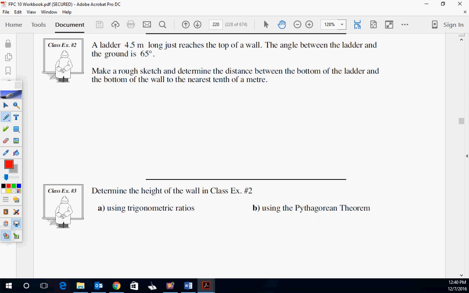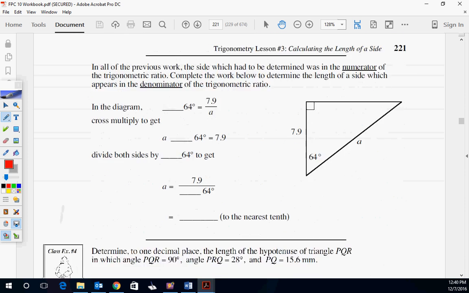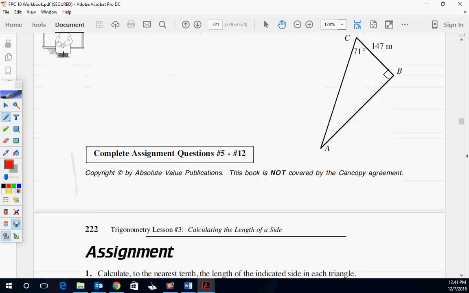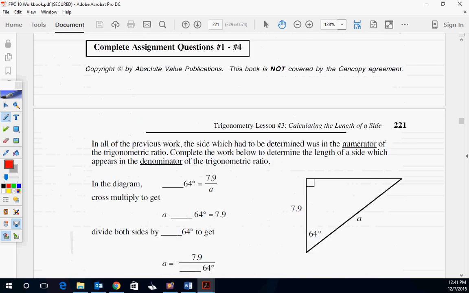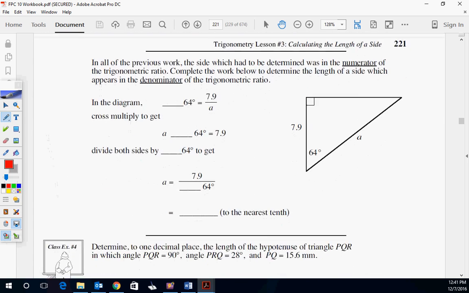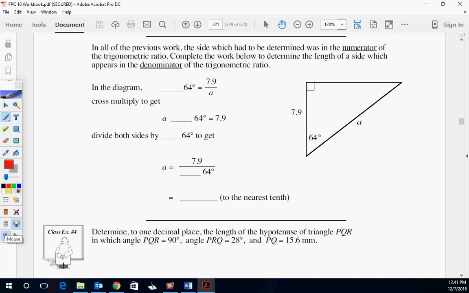Okay, I think trig, once you get the ratios down, this work's actually not that hard. All right, so let's see here. We got the last page. We'll take a break and then we'll hit up the next one. In all previous work, the side which had to be determined was the numerator of the trigonometric ratio. Complete the work below to determine the length of the side which appears in the denominator of the ratio. So we're going to do this work here.